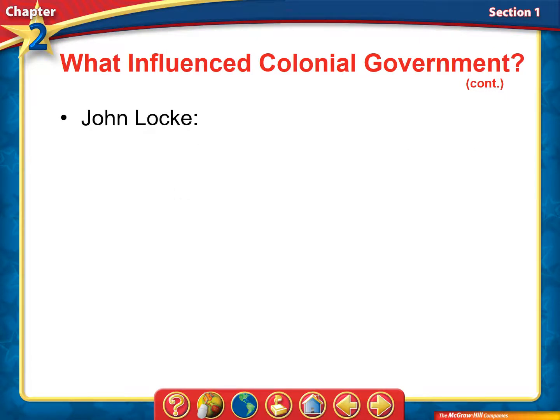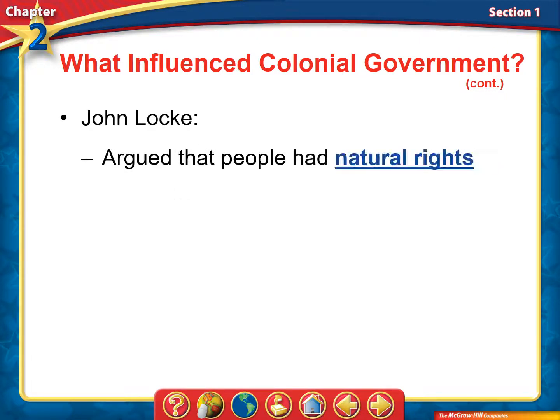Okay, a couple important people that we need to know about. You probably already know about John Locke. Of course, he argued that people had natural rights. Those are freedoms that we possess relating to life, liberty, and property. Natural rights that we have regardless of what country we live in.